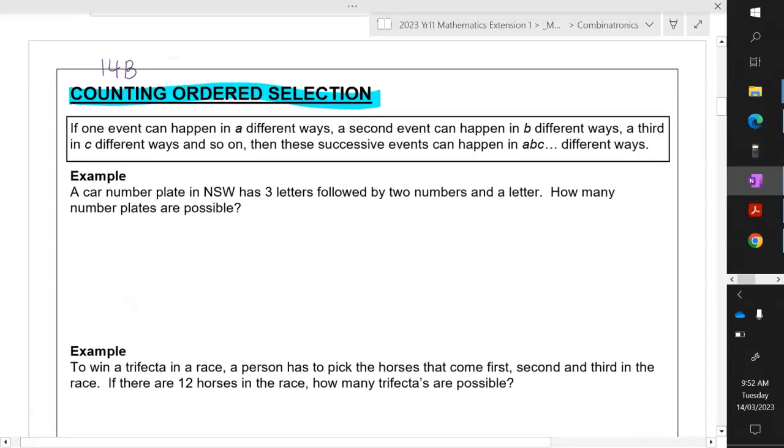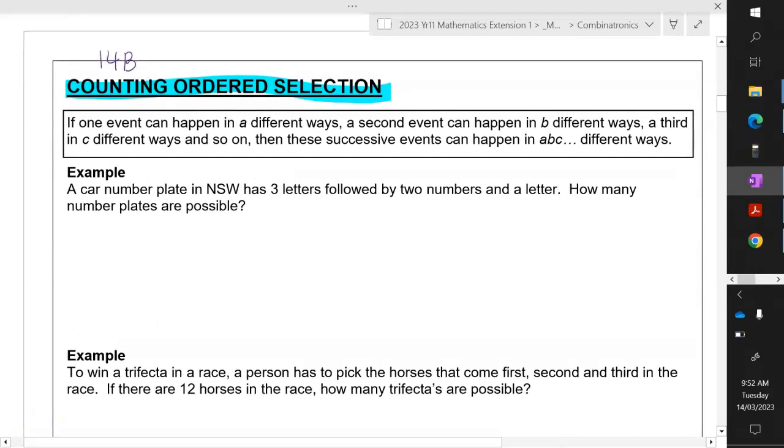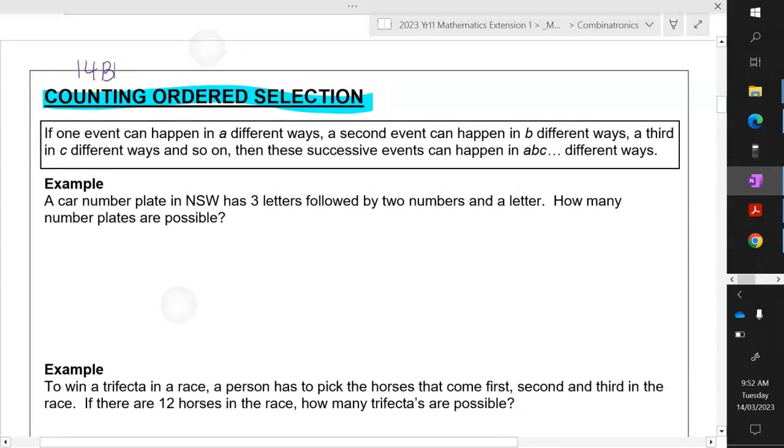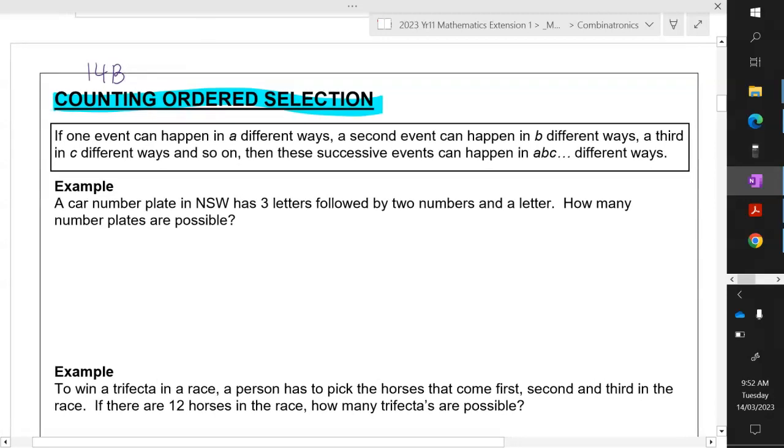Okay, so today we're looking at 14B. It looks at counting ordered selections, and we're going to also have a look at permutations. So we need to start thinking a little bit differently when we're looking at this topic, because it's different to anything that we've done before. So I'm going to read what's in the box there.